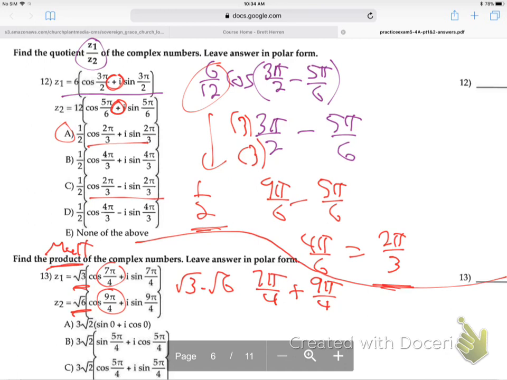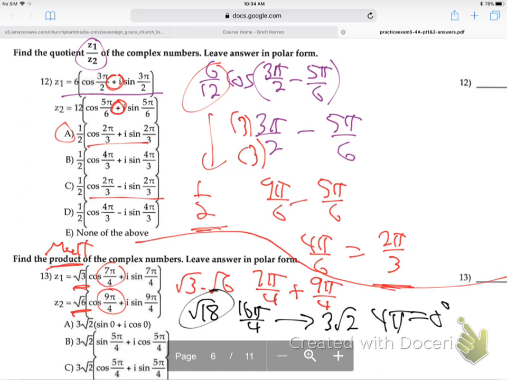This is going to be root 18. And then to add these, this is going to be 16 pi over 4. Now, the root of 18 is 3 root 2. 16 pi over 4 is 4 pi, which is 0 degrees. Is that too quick? Did I lose you? Square root of 18 is 3 root 2. Y'all aware of that? Because 18 is 9 times 2, and the square root of 9 is 3. Right? 3 times 6 is 18. The root 3, 6 is root 18. 18 is 9 times 2. Square root of 9 is 3. So 3 root 2.